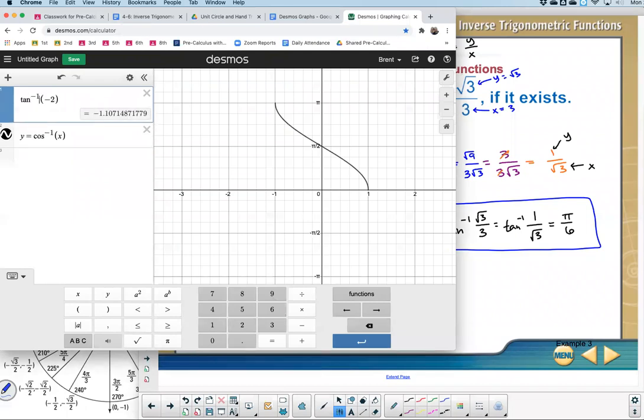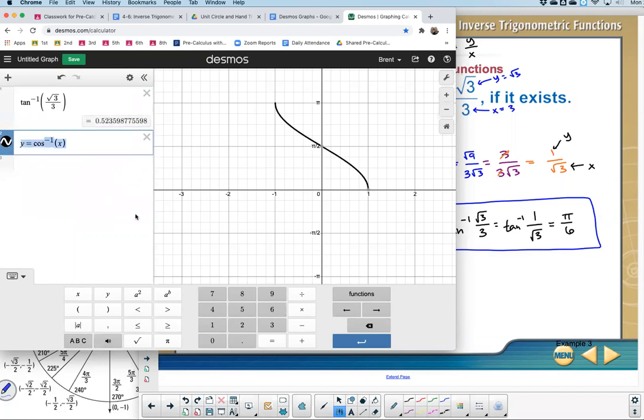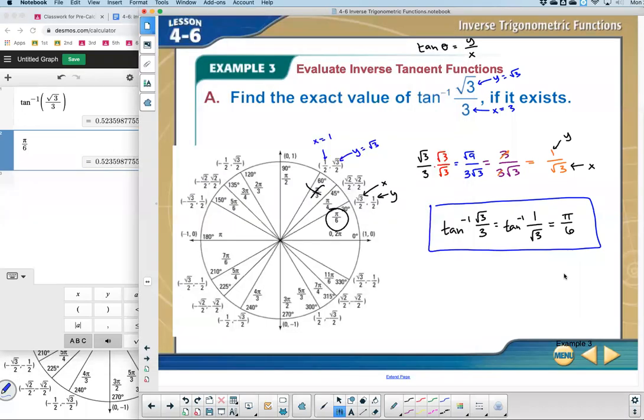Tangent inverse of square root of 3 divided by 3. Whoops, not 6, 3. There we go. And pi divided by 6. Notice they match up perfectly. So I did do it right. So what did I do there? I just multiplied by the denominator. That's one trick you could do with tangent. There's a plethora of tricks you can do, but that's just one of them, is multiplied by the square root to get that to disappear.